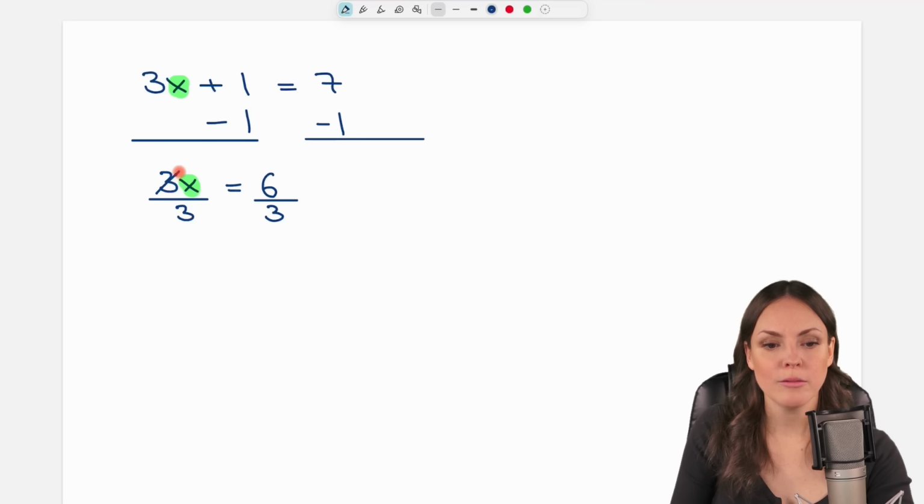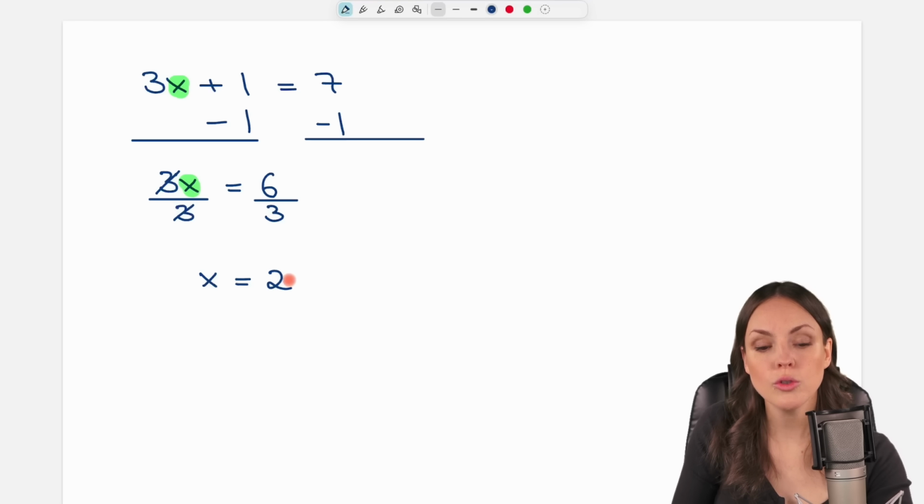Okay, so dividing by 3 means that this cancels out here and only x is left. And here we have 6 over 3, which equals 2. And we solved for x. We are done. We found our solution to this equation here.